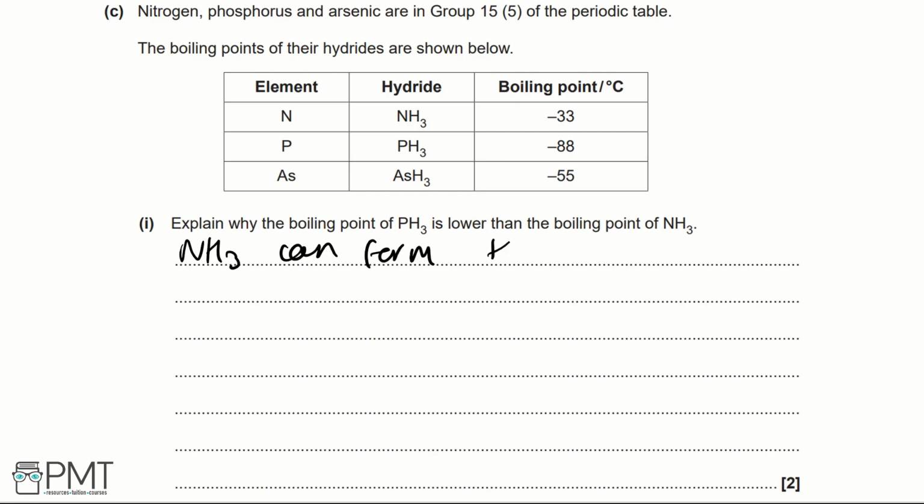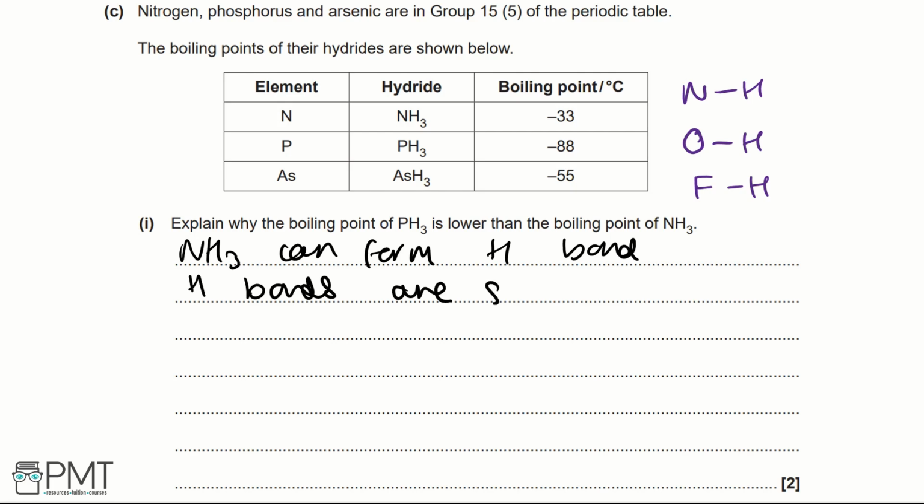These are a type of intermolecular force. Hydrogen bonds can be formed between nitrogen and hydrogen, oxygen and hydrogen, and fluorine and hydrogen. The second point we need to make is that hydrogen bonds are stronger than any other intermolecular force.